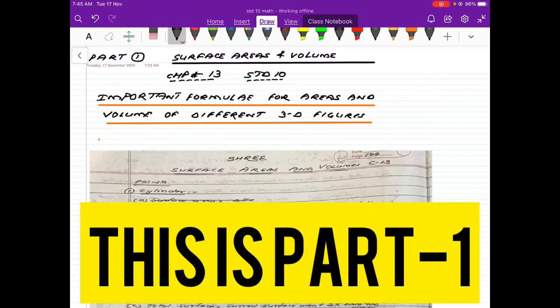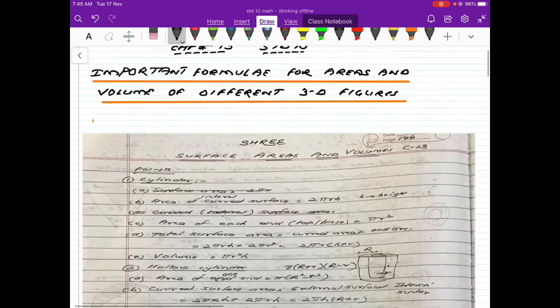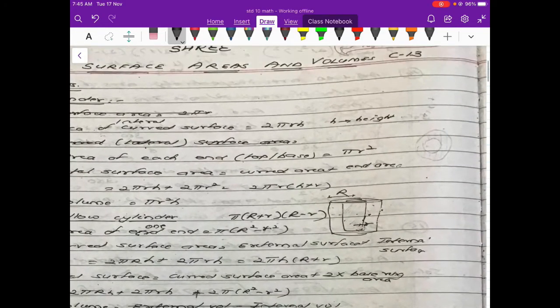This is the first part of the chapter Surface Areas and Volumes. It's a big chapter. This is chapter number 13 of standard 10th. So before going for the chapter, we will see some important formulae which are very useful for surface areas and volumes of different 3D figures.